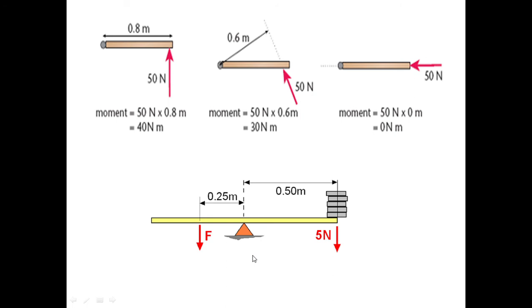Now look at this picture. Another example is given here. There are two weights shown here, 5 Newton, and this one is not given. F, you have to find it then. 5 Newton is given, F is not given. The distances are given from the pivot. The right hand side distance is 0.5 meters. On the left hand side, the perpendicular distance is 0.25. I think now you all can calculate the clockwise moment and anti-clockwise moment.